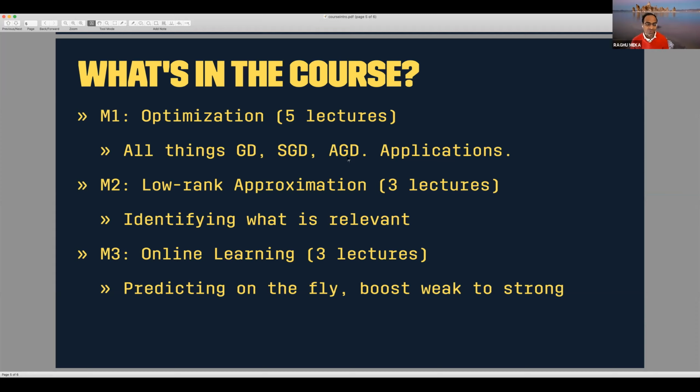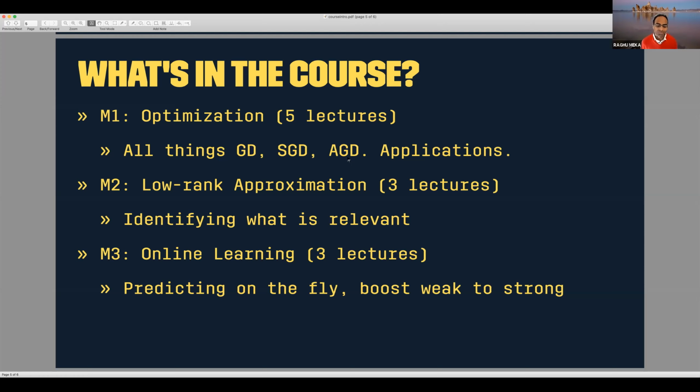And here we'll focus on the main algorithms, which are gradient descent, stochastic gradient descent, accelerated gradient descent, their variants and their applications in the first 5 lectures. So we'll dig deep into these algorithms, we'll give rigorous guarantees when we can, and we'll also see some places where they would fail, which is also important to understand.